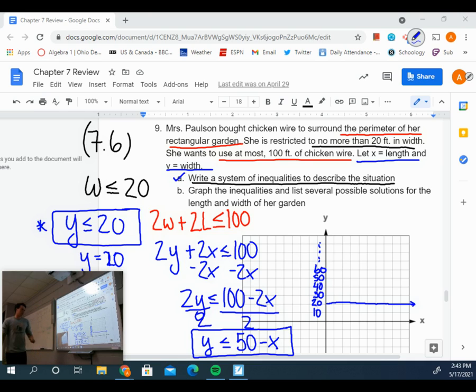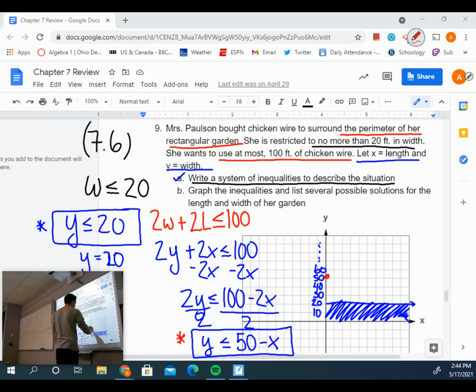I am not going to extend beyond the axes to the left because that would indicate negative x values, and x is our length, so we can't have negative length. I put a solid line because there is an equal to with my inequality, which we discussed earlier. And the open side is facing away from the y, so I will shade below.